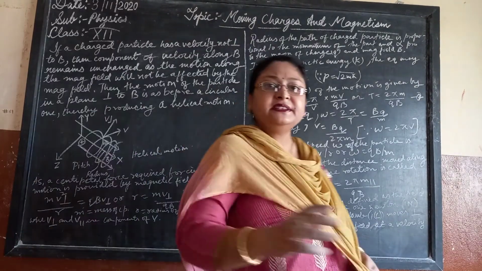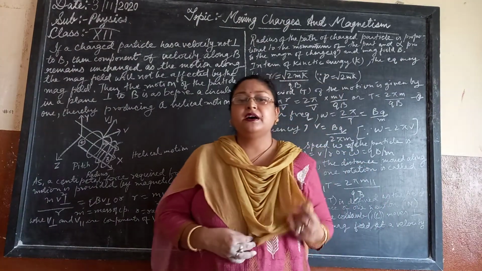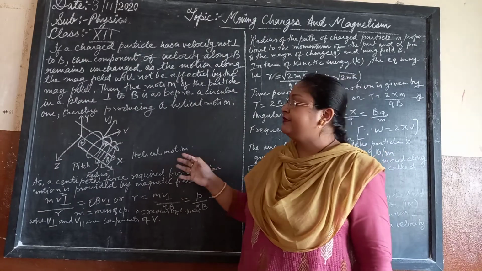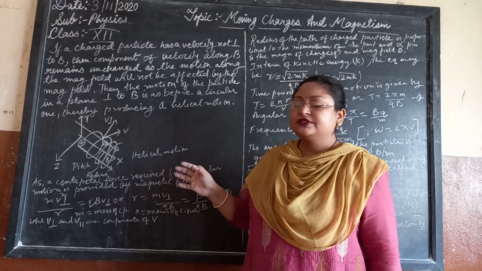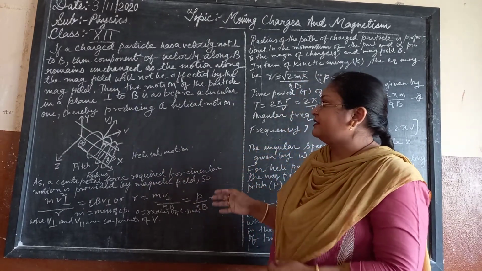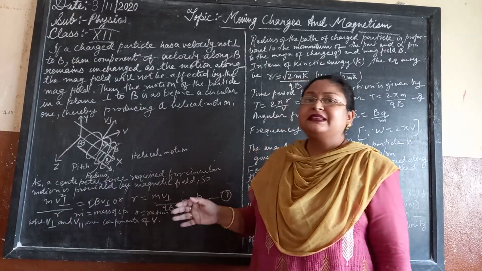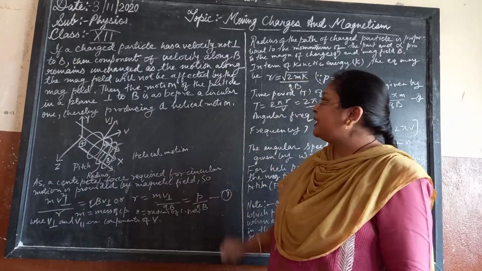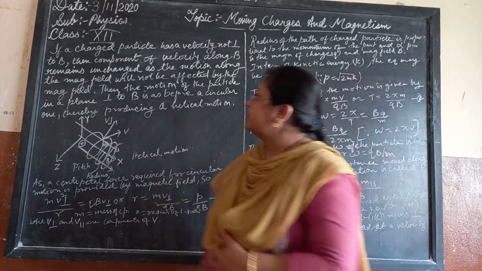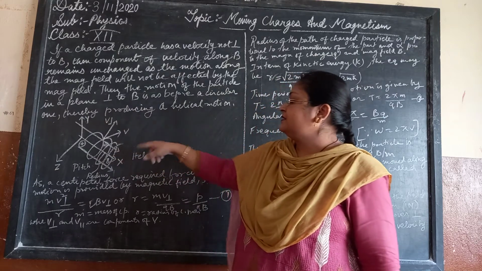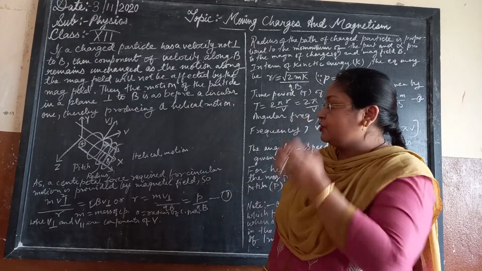Students, let us complete this particular topic. We have already been studying that there is a constant magnetic field, and the force and velocity vectors are there, and there is a force given by qvB sin theta, where sin 90 degrees equals 1. So we have here considered that particular force, which is a constant force.